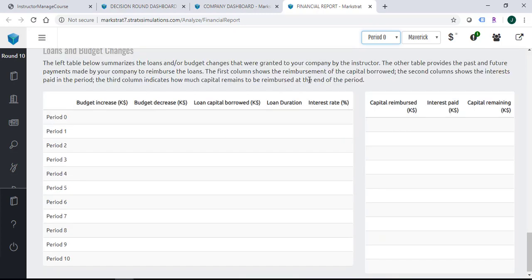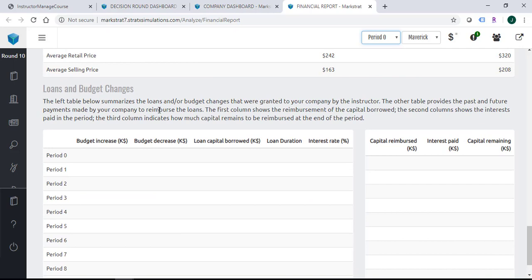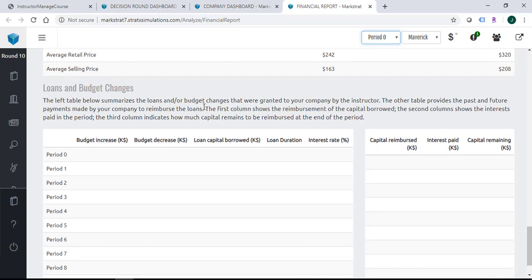The last information is the loans and budget change. For every period, the marketing budget depends on your sales from the last period. Sometimes you may have a lot of budget, sometimes you may not have enough budget to carry out your marketing strategy. In that case, you may want to take a loan. In our class, I do not give a budget increase. I only loan capital to companies who need money. And the loan policy may change depending on the situation.